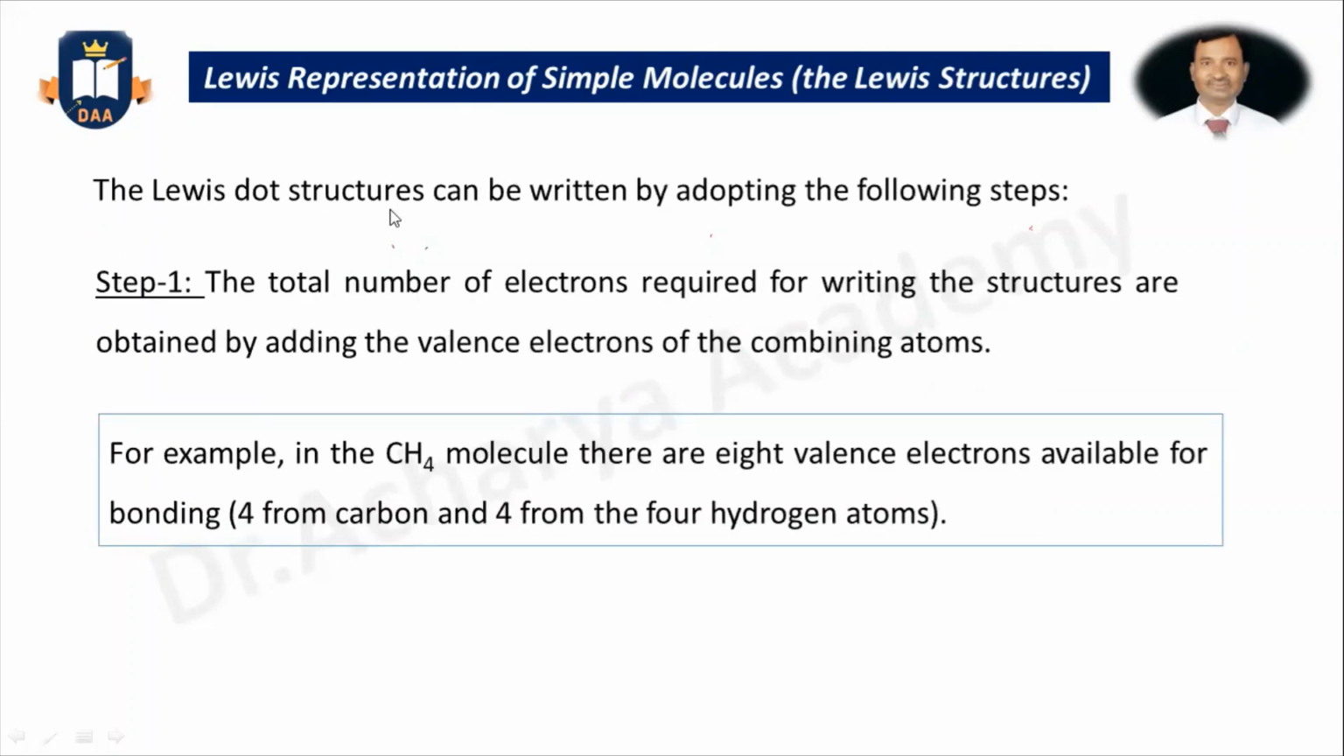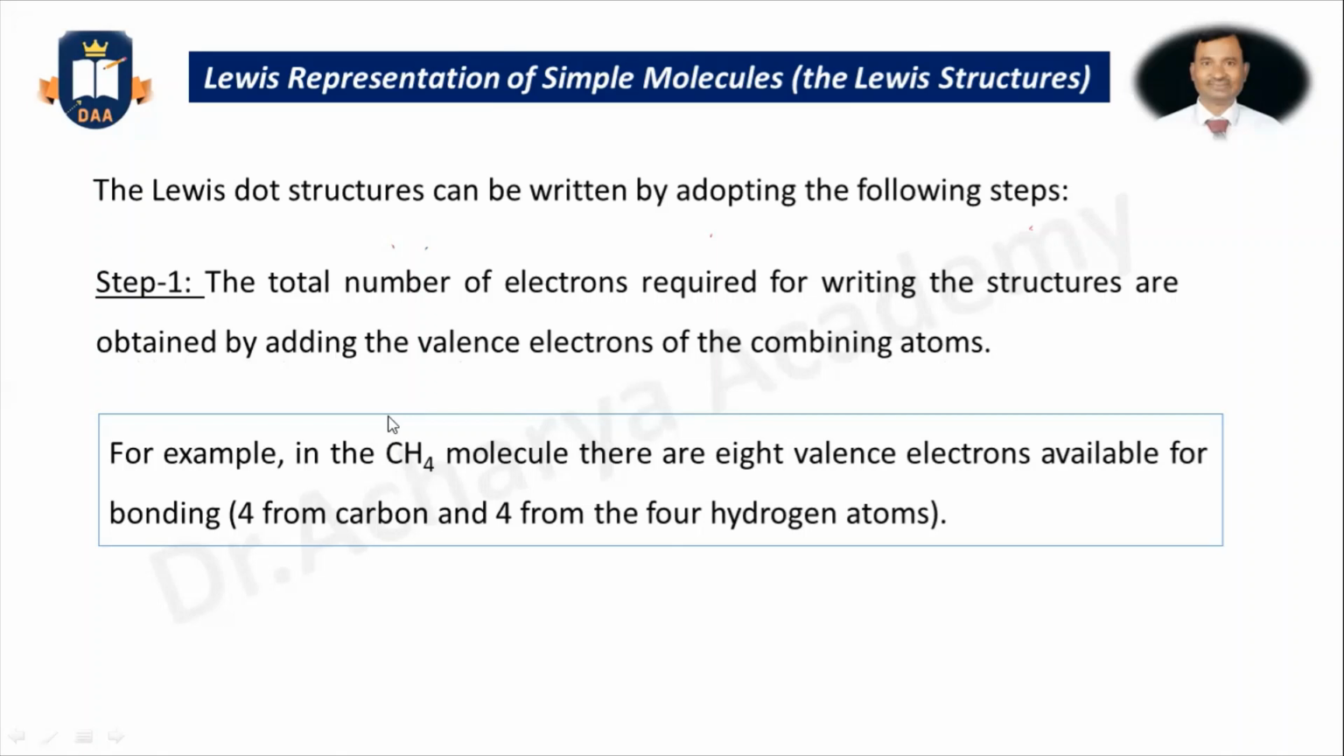The Lewis dot structure, how to write it? It has some steps. Step number 1, the total number of electrons required for writing the structure is obtained by adding the valence electrons of the combining atoms. Example, suppose one molecule CH4. So CH4 means 1 carbon atom and 4 hydrogen atoms.